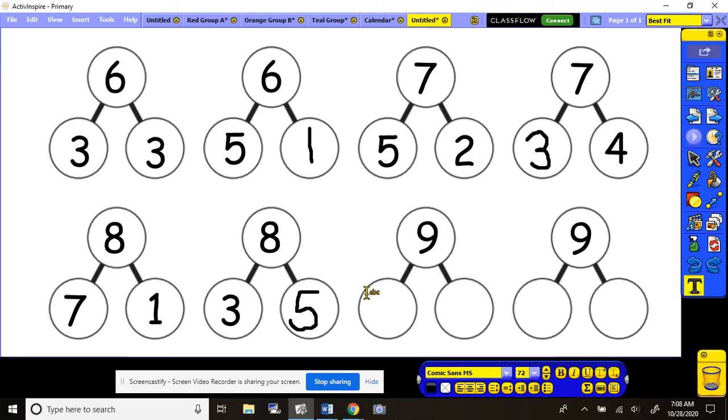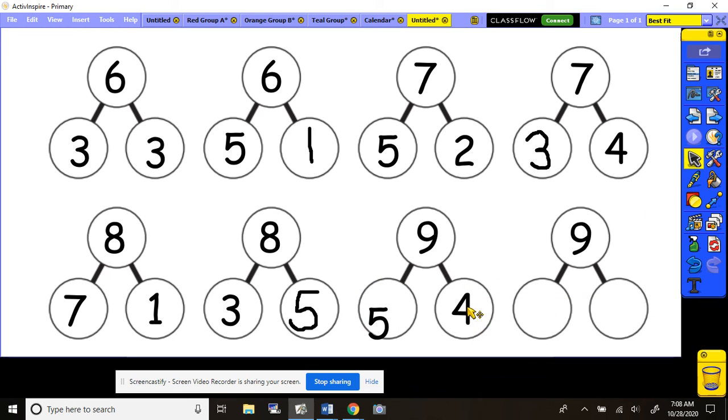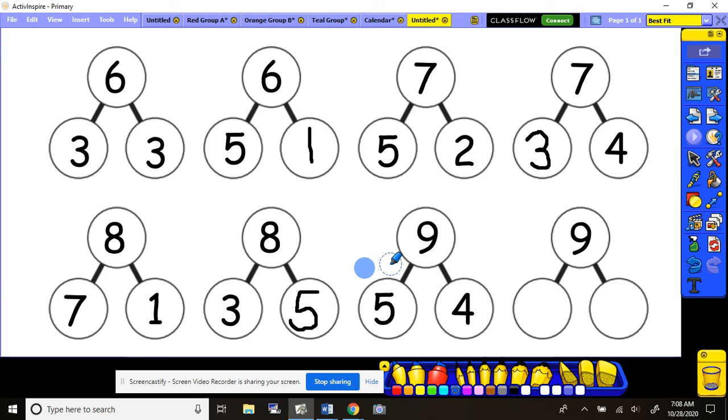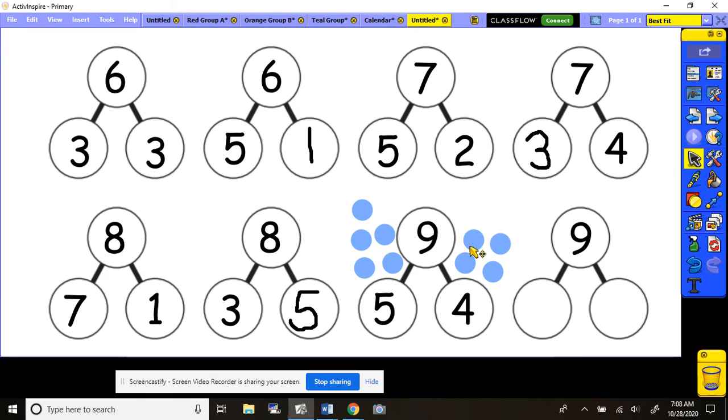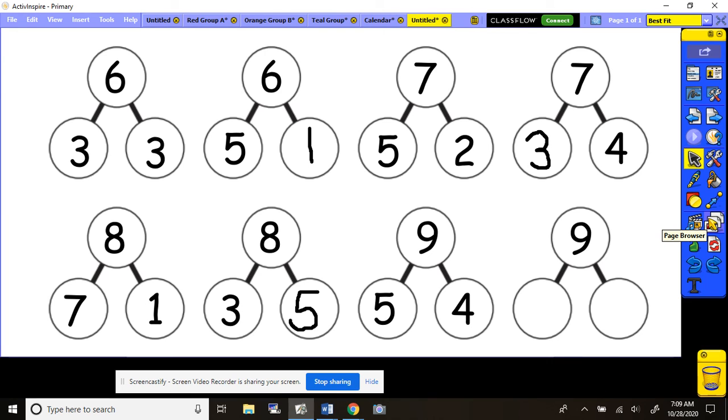So 9, I know two parts of 9 are 5 and 4, or 4 and 5. And I can double check with that. I can do pictures again. 1, 2, 3, 4, 5. 1, 2, 3, 4. And I would count my 5. So that's 5, 6, 7, 8, 9. That still gives me my whole of 9. I could have switched these numbers around and done 4 and 5. Same two parts are going to give me the same whole no matter what order they're in. Can you think of two other parts of 9? Two other numbers that when added together make 9?